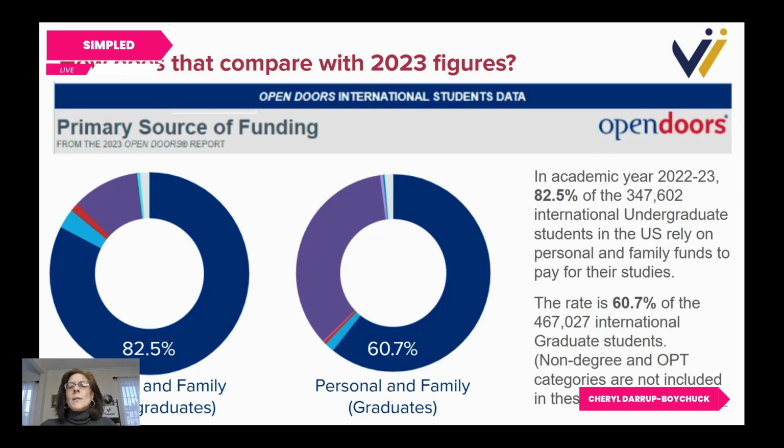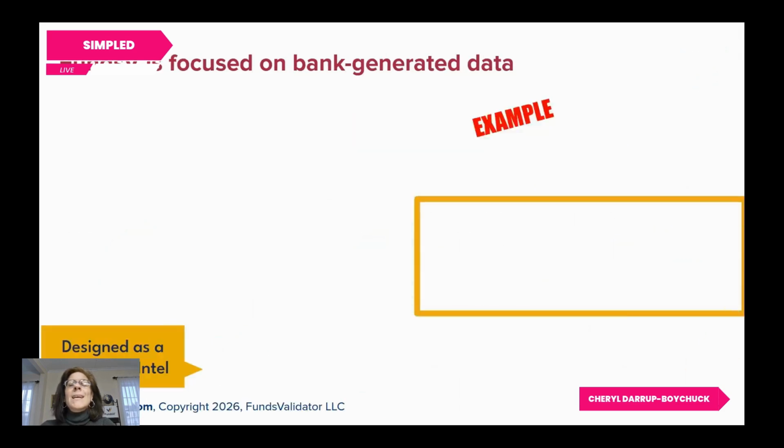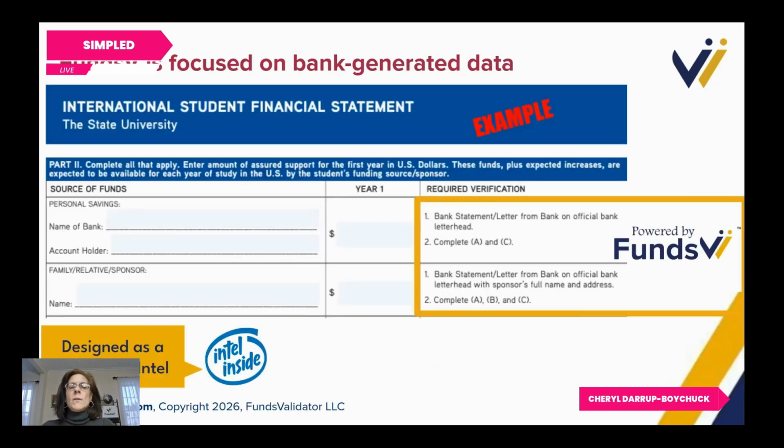As we know, it's a dynamic space, particularly when home governments like Saudi Arabia a few years ago invest hugely in study abroad. Bottom line, though, is that a good portion of the budgetary burden is likely to fall on families, who tend to prove financial capacity with bank statements. So that's where FundsV focuses.